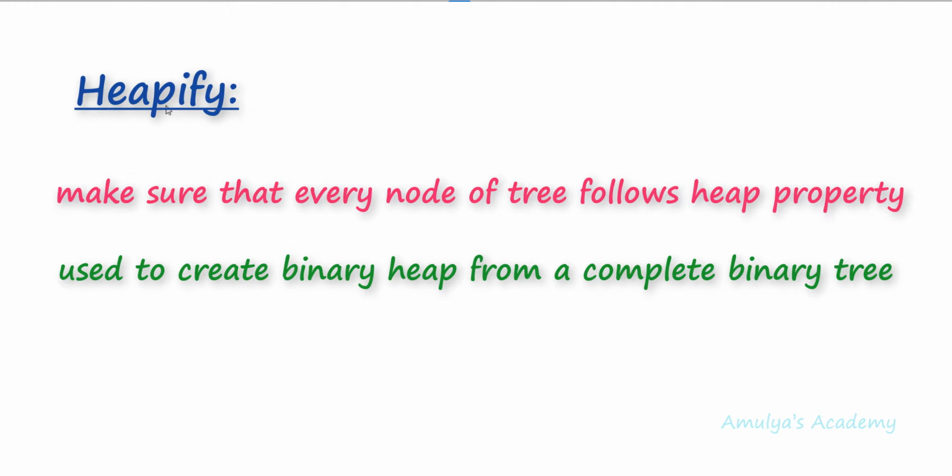That is, if we have a complete binary tree, to make it a binary heap, we need to apply the heap property to it, right? And the process of applying the heap property is called the heapify operation. That's why we are saying it is used to create a binary heap from the given complete binary tree. Alright, so next let's see where we can use this heapify operation.